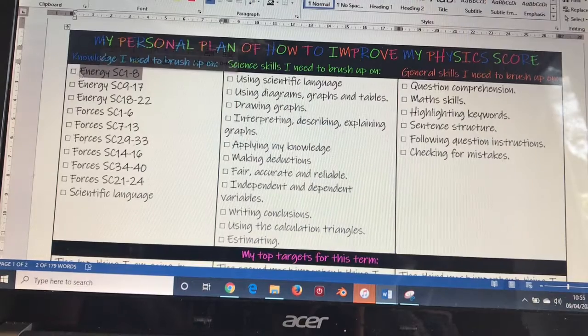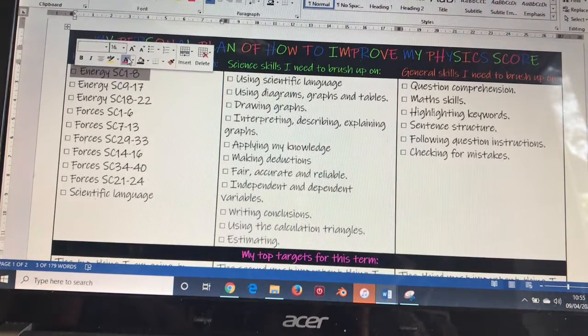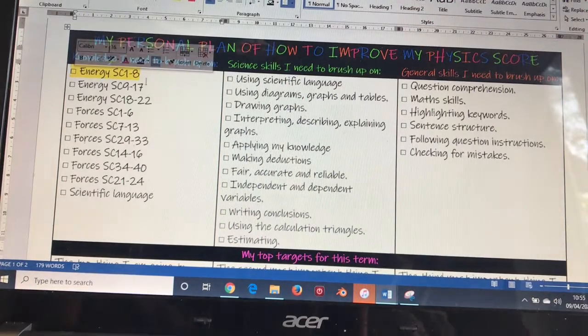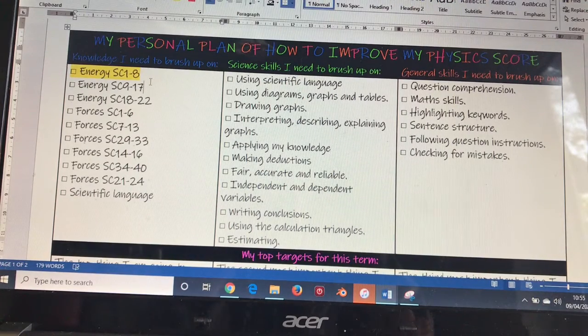If you've printed it off, you can just tick this box. If you haven't printed it off and you're doing it on computer, it's probably easiest to just highlight that rather than try and tick the box. It's not really a ticky box. That then tells me, right, I've got an issue with that piece of knowledge.